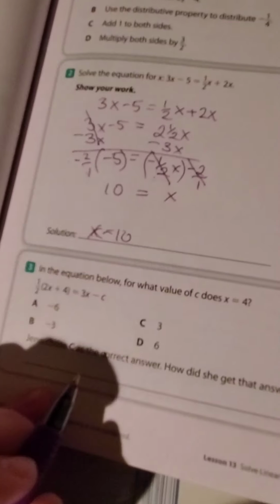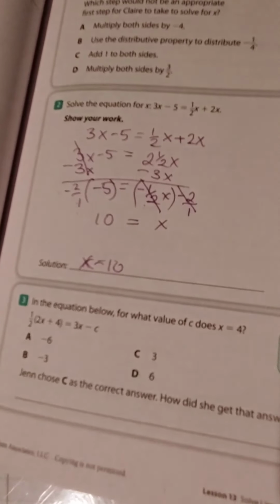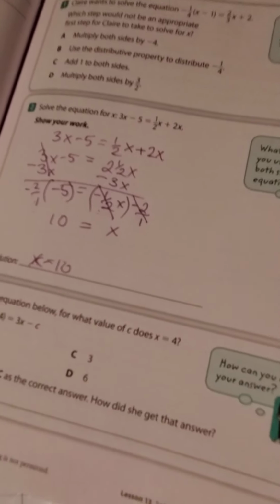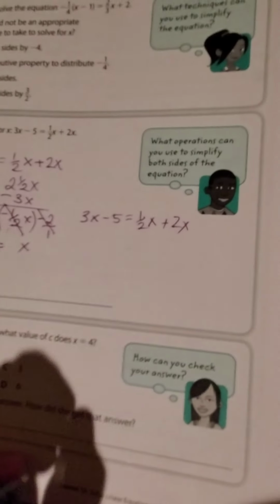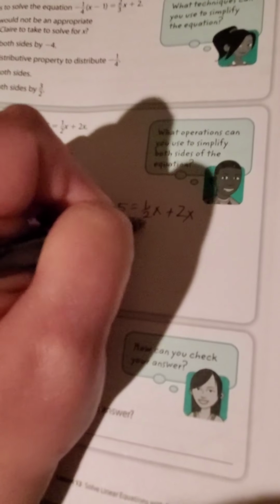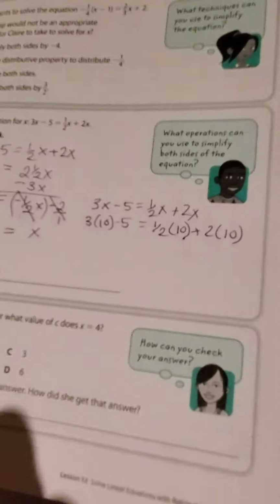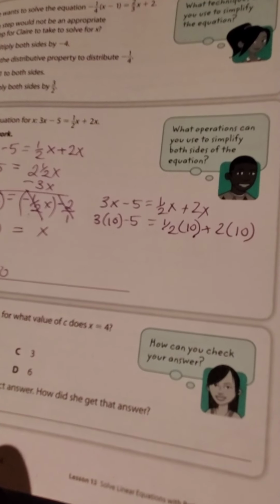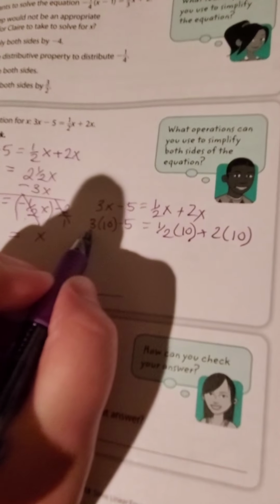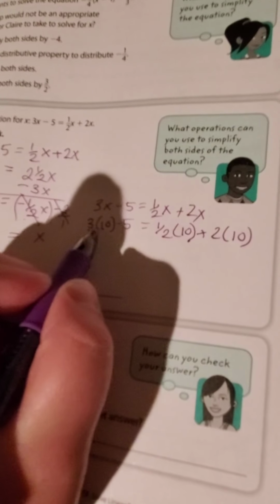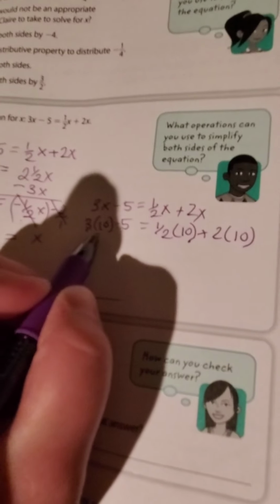Of course, the best thing to do in any of these types of problems is to check your answer. So I'm going to go ahead and rewrite my original equation: 3x minus 5 equals 1/2 x plus 2x. And I'm going to plug in 10 everywhere that there is an x. Okay, so I've plugged in my 10 everywhere that there is an x. This is the same thing as multiplication. Anywhere that there is a parenthesis and a number directly attached to it, that means to multiply.